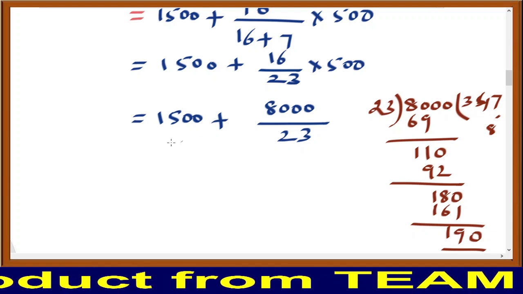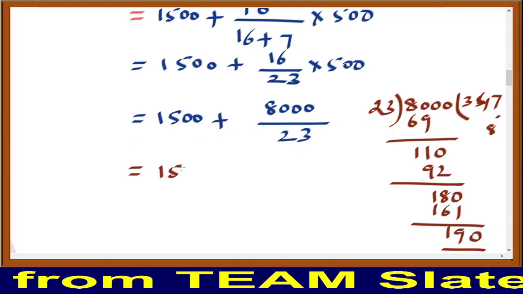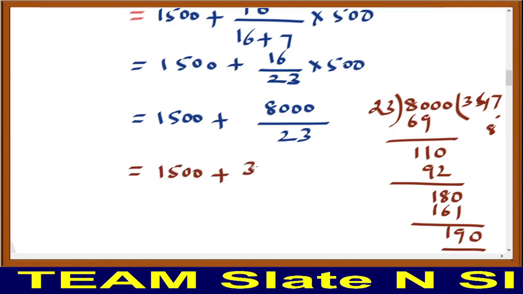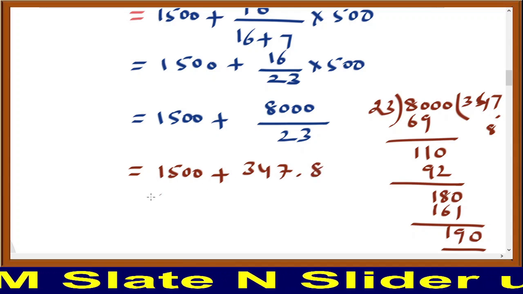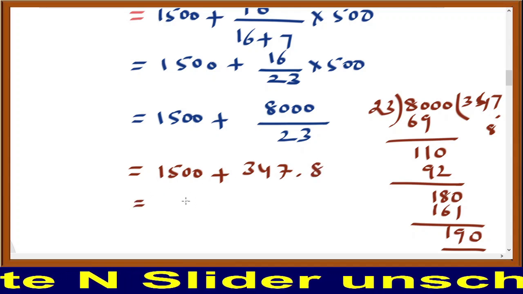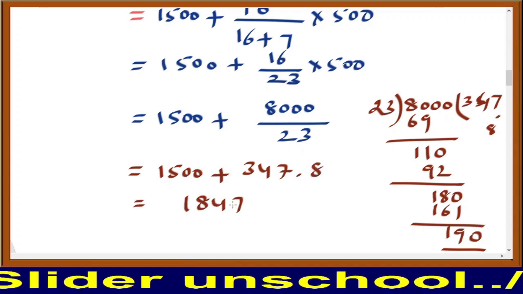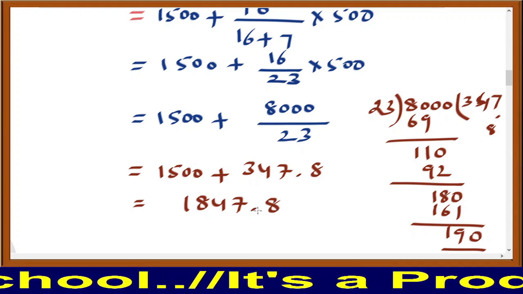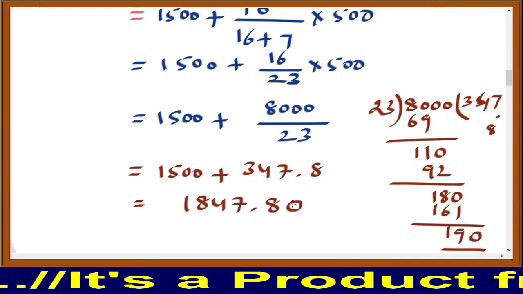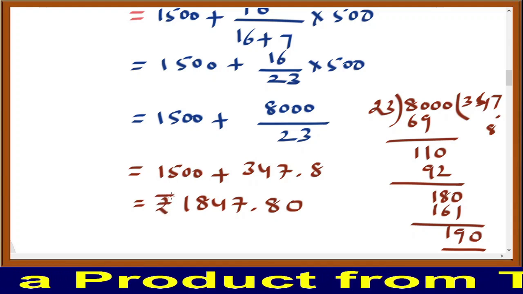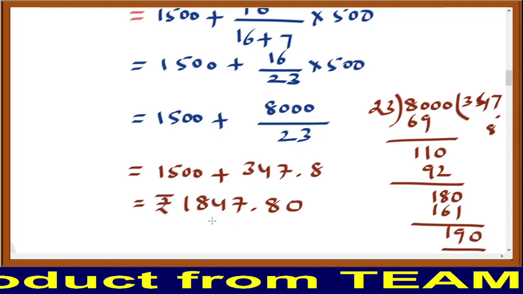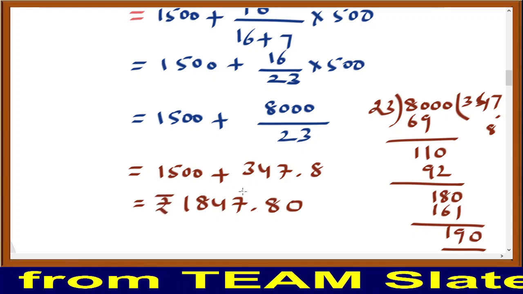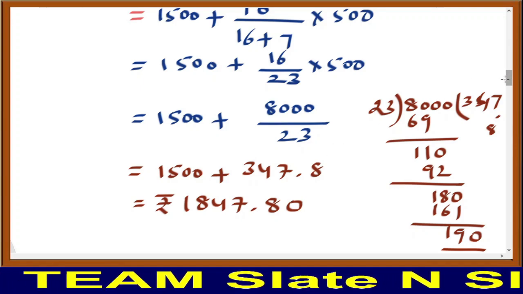So it is 347.8. Simplification, 1500 plus 347.8. Add these two and it will become 1847.8. Actually these are rupees, so after the decimal you have to take 2 digits. So we can keep 0. So the mode for the grouped data is 1847.80.